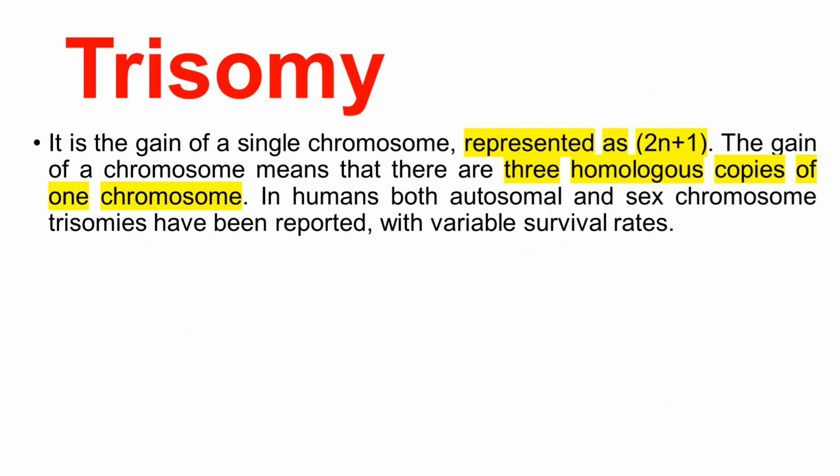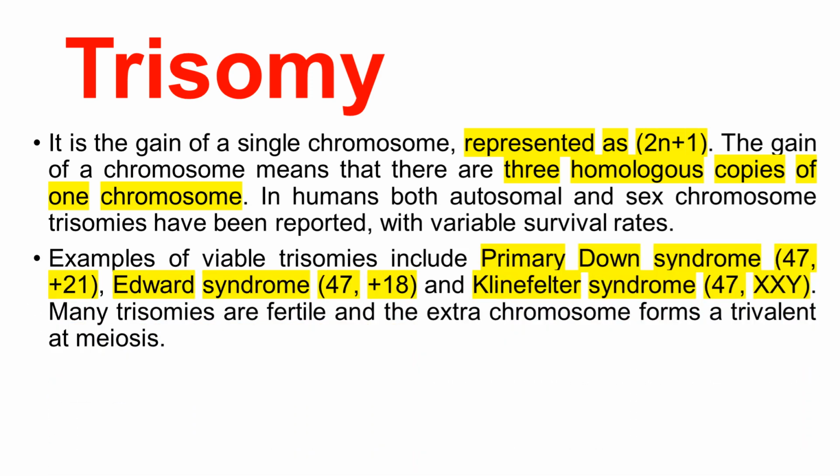Trisomy. It is the gain of a single chromosome, represented as 2n+1. The gain of a chromosome means that there are 3 homologous copies of one chromosome. In humans, both autosomal and sex chromosome trisomies have been reported, with variable survival rates. Examples of viable trisomies include primary Down syndrome, 47,+21, Edwards syndrome, 47,+18, and Klinefelter syndrome, 47,XXY. Many trisomies are fertile and the extra chromosome forms a trivalent at meiosis.